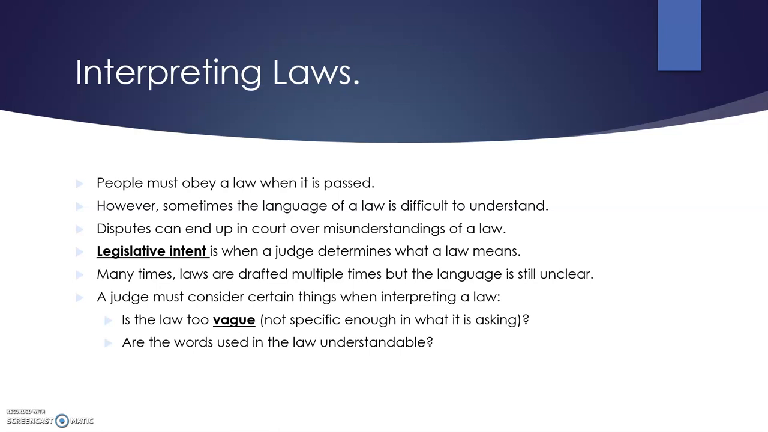Okay? Are the words used in the law understandable? Are they using big fancy words that no one understands, that even the judge might not understand? Are the words simple enough that everybody understands what the law is saying? You cannot go more than 25 miles an hour in a residential neighborhood. That's pretty understandable, right? Everyone understands those words. Everyone knows what the speed limit is. So that would be a fair law, okay, for everyone to understand and follow.